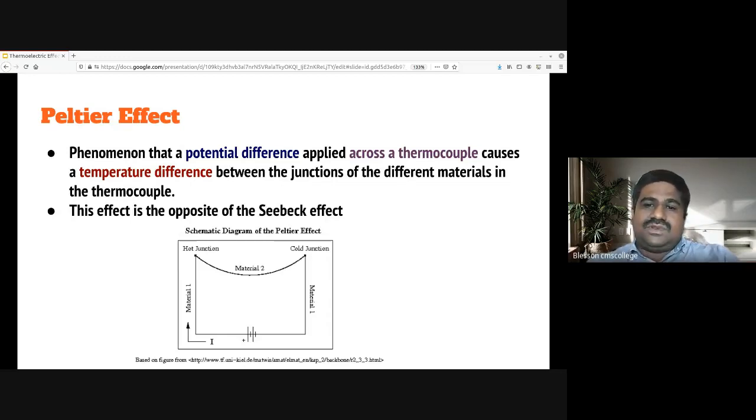If a current flows through a circuit containing a junction of two dissimilar metals, it leads to an absorption or liberation of heat at the junctions. So heat can either be absorbed or given out depending upon the pair of metals. So the Peltier effect is the opposite of the Seebeck effect. Here we apply the potential difference and we get a temperature difference between the two junctions.